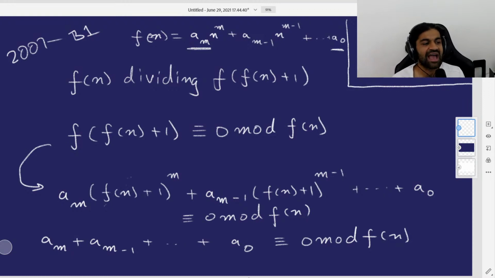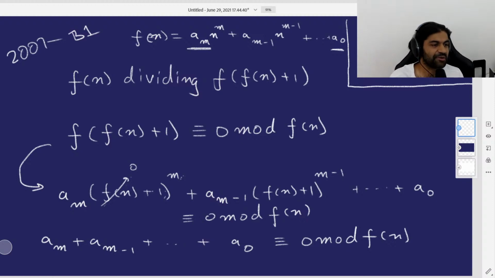So now you have a_m plus a_{m-1} all the way down to a_0 is 0 mod f(n). But what is a_m plus a_{m-1} plus a_0? You'll notice that that is just, what about the exponent before dividing through? Here's the thing. If f(n) has a remainder of 0 mod f(n), you can replace this f(n) with a 0. And so now you're just doing 0 plus 1 to the m. And 1 to the m is just 1. Okay? Does that make sense?